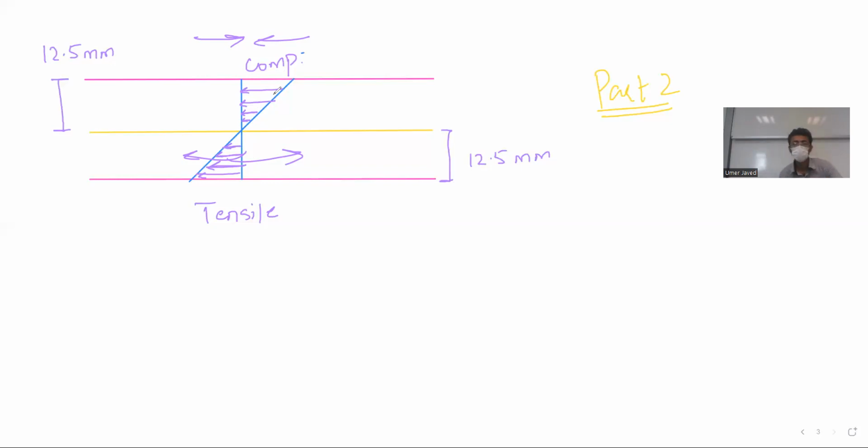I understand your question. Look, you have to understand stress in x equals minus My over I, right? This is a linear equation, like y equals mx plus c that they used to teach you in your maths classes. So the variation is linear. The higher you go away from the neutral fiber, the stresses increase linearly. That's why you see this line.